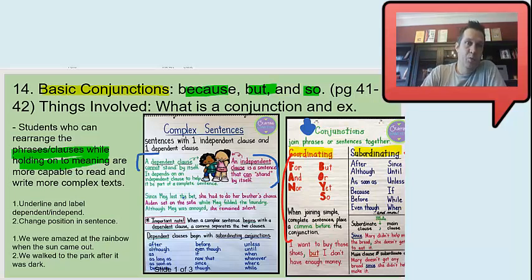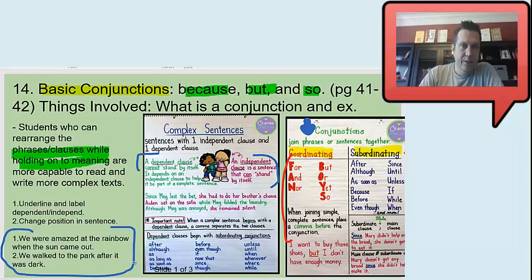A dependent clause has to have support in order to stand. And changing the position inside those sentences is really what we're working at. So if we look here, it says, we were amazed at the rainbow when the sun came out. We walked to the park after it was dark. So we're going to take a look at these sentences on the next slide here. This is slide 1 of 3.